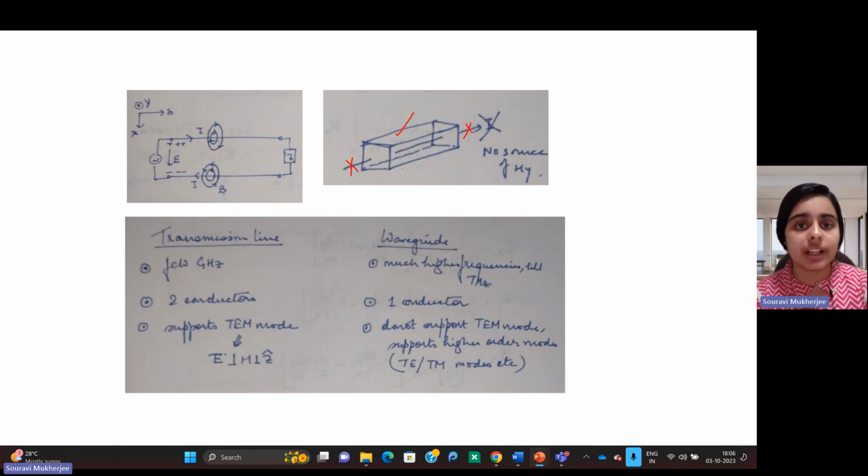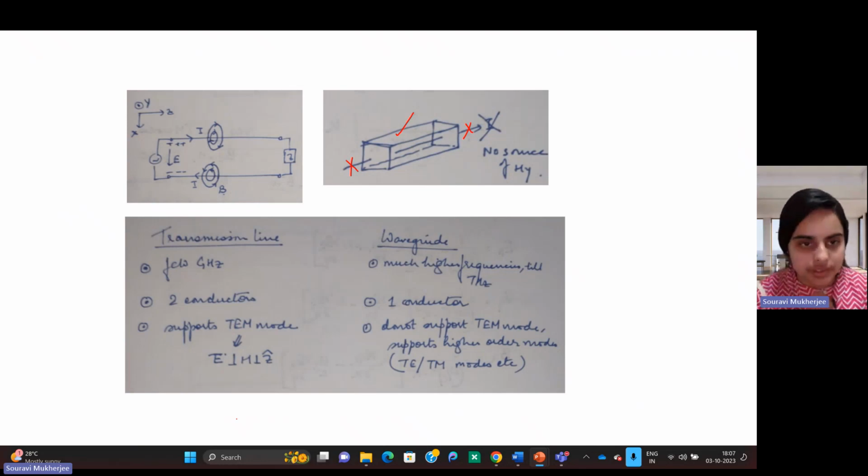So what do you mean by waveguide? It directs or guides the waves to propagate in a certain way, right? So certain frequencies will be propagated, certain frequencies won't. So this structure and its dimensions would determine that. So this is called a waveguide, right?